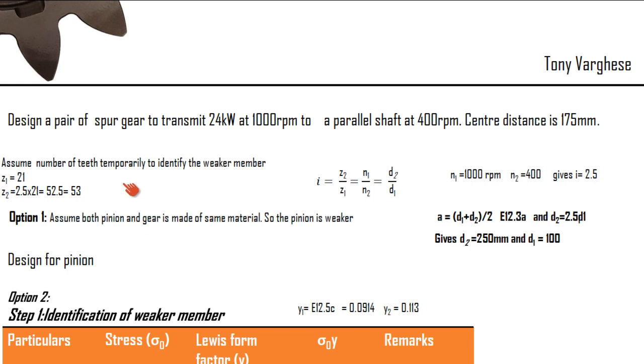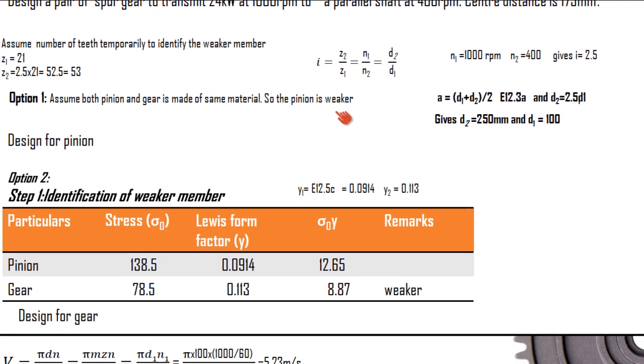So initially we are going to assume the number of teeth temporarily to identify the weaker member. So the sole purpose is just to identify the weaker member. Okay, so this is an option, one option. So I have assumed Z1 as 21 and Z2 I am going to get as 53. And finally we have to look into the problem.